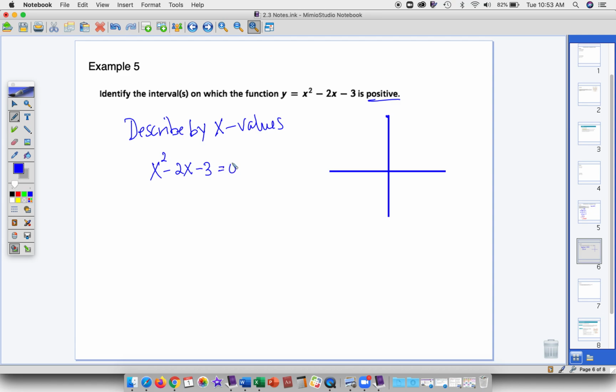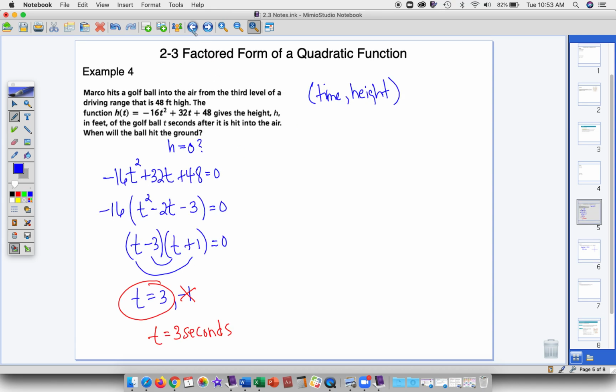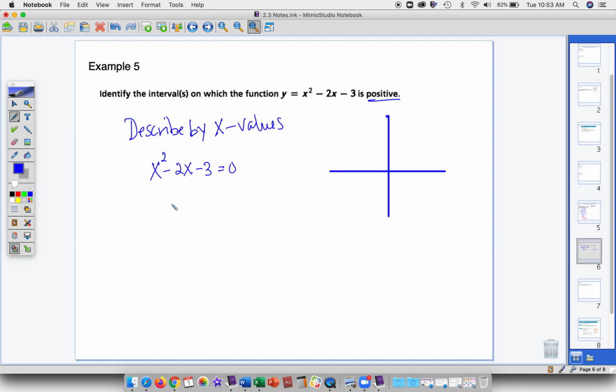This looks just like our last problem, and it is. It's exactly the same trinomial. So again, it's x minus 3 times x plus 1. So our two x-intercepts, or zeros, are 3 and -1.